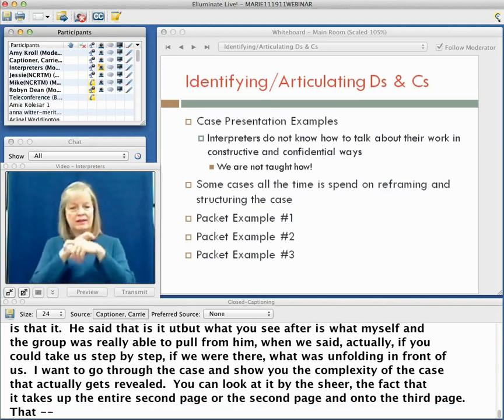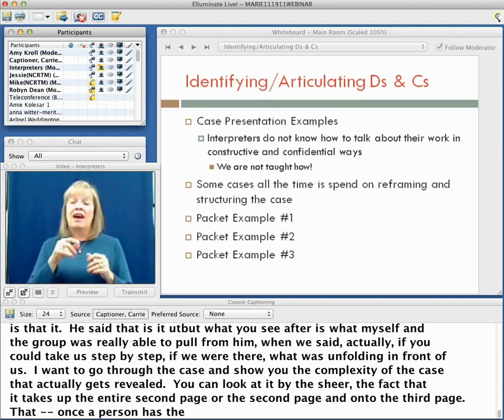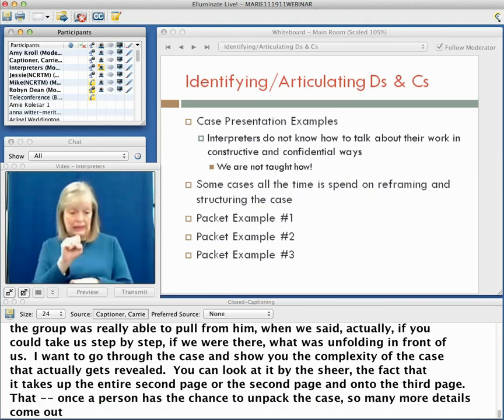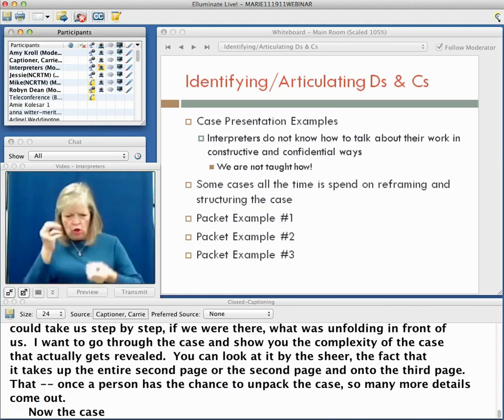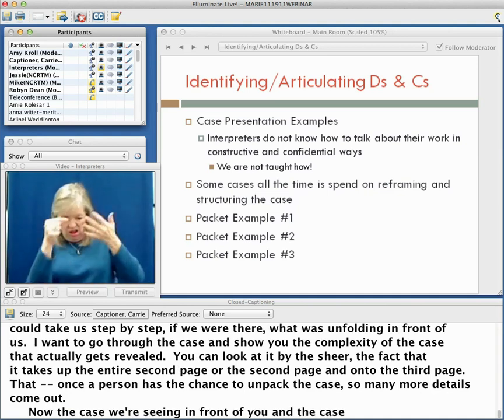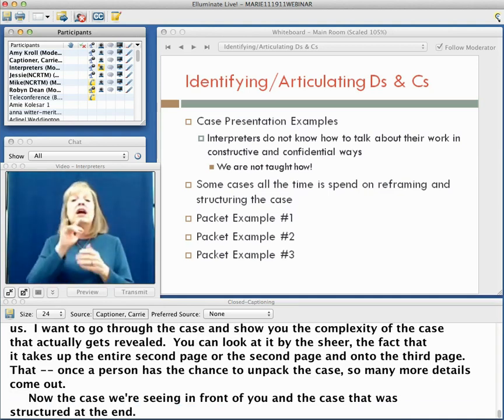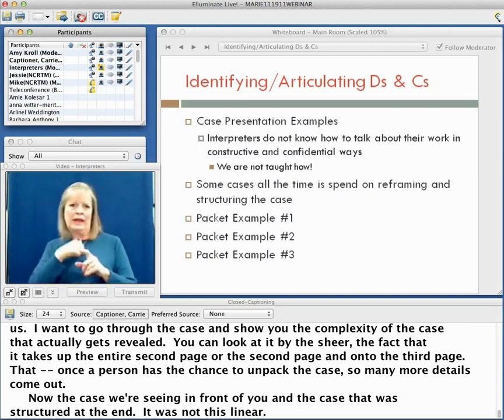Once a person has the chance to unpack the case, so many more details come out. Now, the case you're seeing in front of you is the case that was structured at the end. It was not this linear. It was obviously not this detailed.